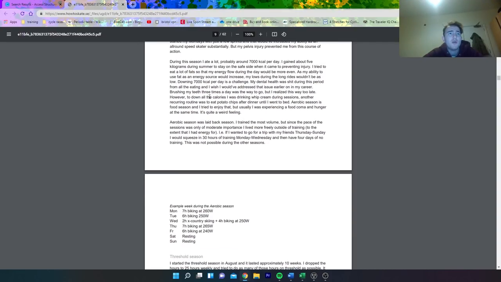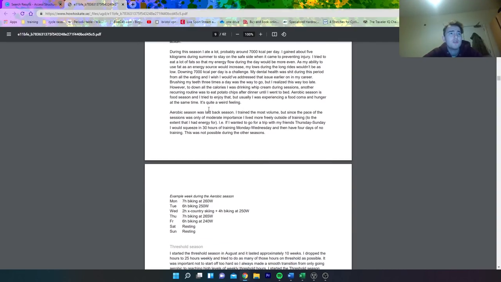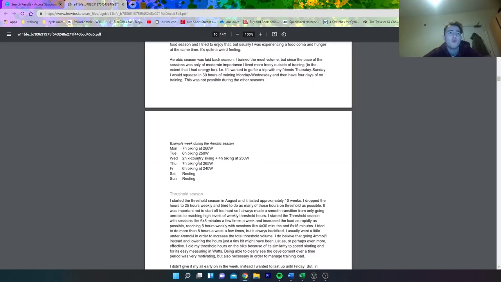So that doesn't seem crazy amounts. He didn't have great dental hygiene because the boy was eating so much sugar, which is fair enough. But this is an example week during the aerobic season. It's just crazy, like actually crazy.